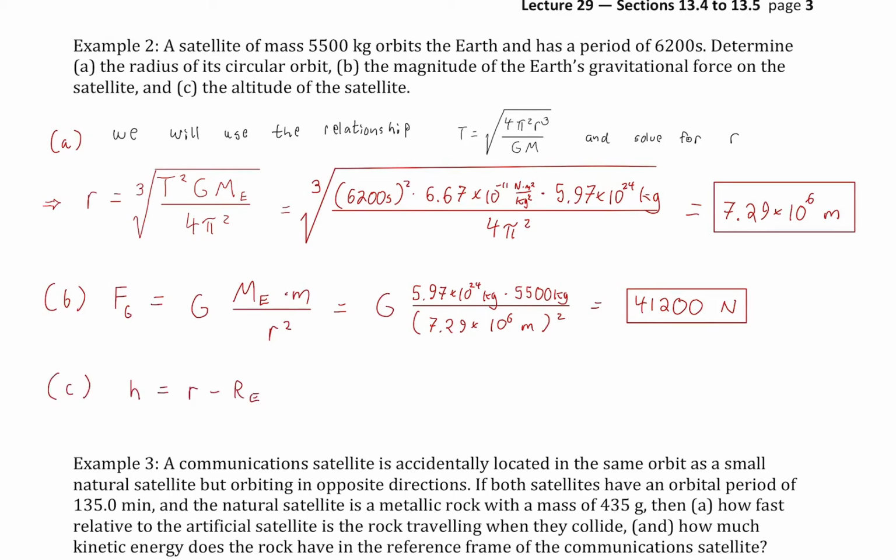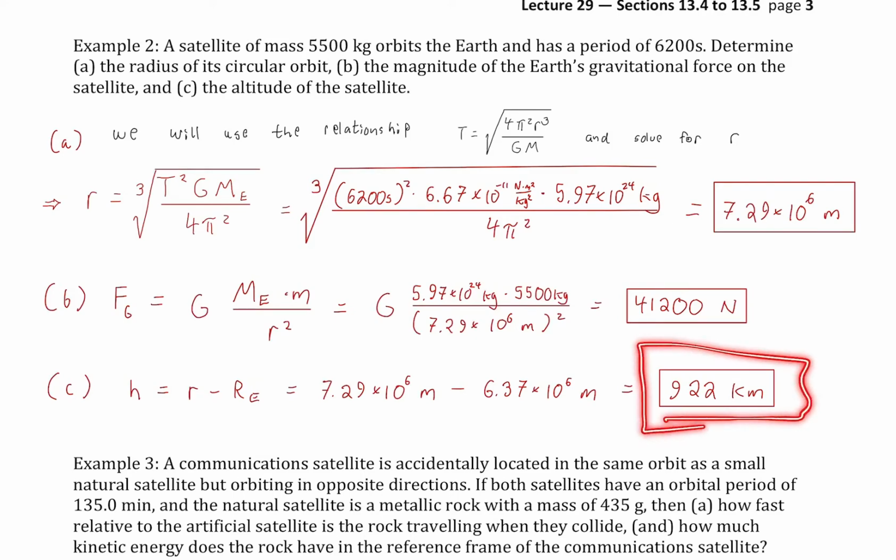Okay? And to find the altitude, we simply find the orbital radius, subtract the radius of Earth. The radius of Earth is 6.37 million meters, or 6,370 kilometers. And there we go. We find out that it's less than 1,000 kilometers from the surface, 922 kilometers. Not considered low Earth orbit, but definitely on the lower side. Right? So that's kind of a typical satellite right there.